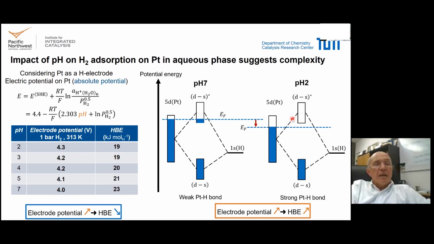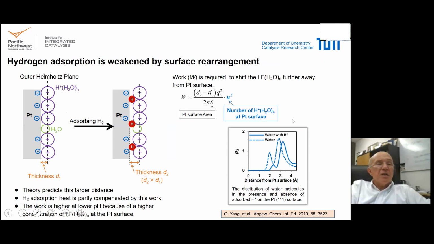Now, we can explain this by a property which is related to the outer Helmholtz plane, the arrangement and the separation of charge. In the absence of hydrogen, I have a certain distribution between charge in the outer Helmholtz plane and electrons in the metal focused in there. We know from theory that as we add hydrogen, the distance across this outer Helmholtz plane increases.